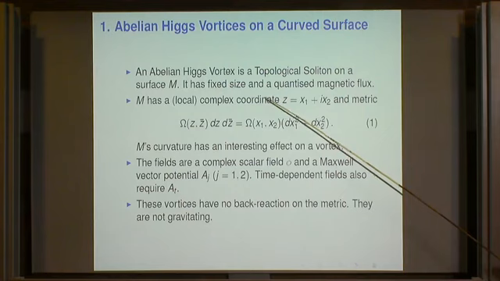There's a length scaling problem. They have a quantized magnetic flux. This is the physicist's way of saying that they have a definite first Chern number.